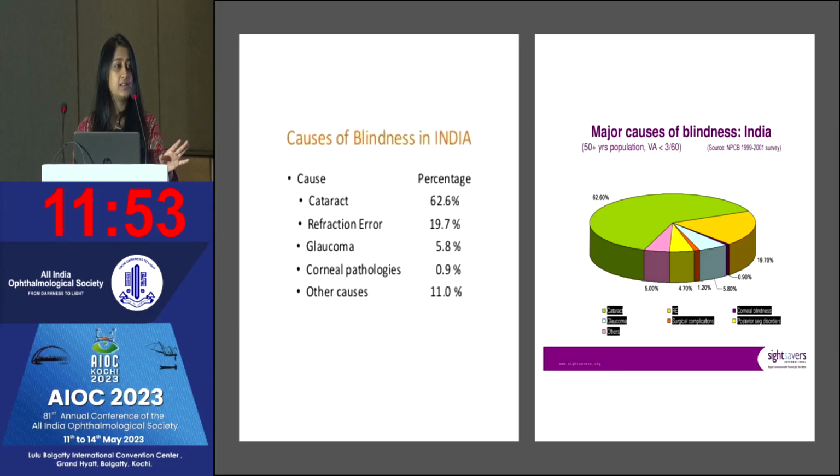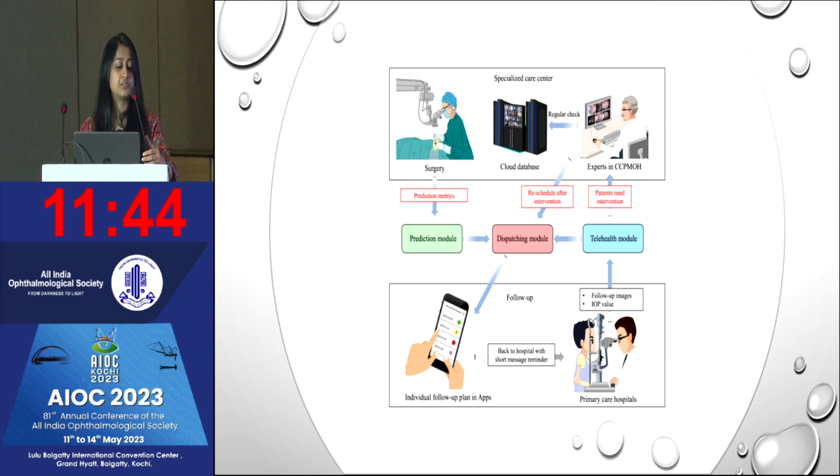The cause of blindness in India, as known, 62% is due to cataract, and refractive error also holds a very high stake. So it is important to cater to the same. As you can see over here, there is a triple module. There's a prediction module wherein we are able to analyze the prediction metrics. There's a dispatching module, and there's a telehealth module. The telehealth module is where the patients that need intervention are screened. And over here you can see that the rescheduling after intervention is also taken care of, so the patient actually gets a reminder, or an individual follow-up plan that they need to come back for a follow-up. So that also helps.